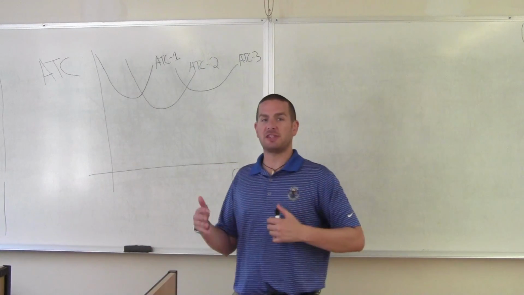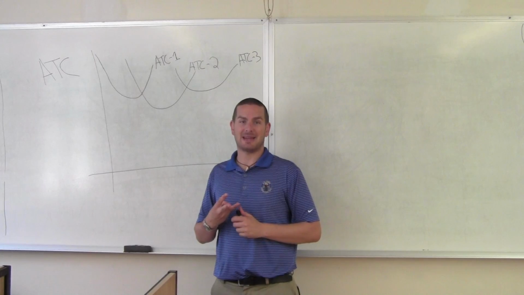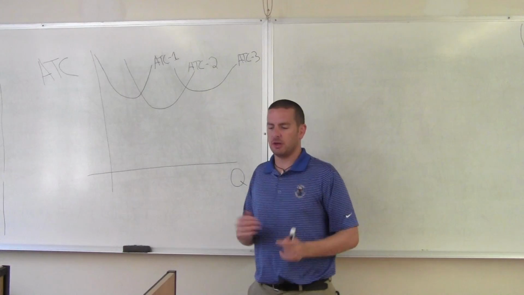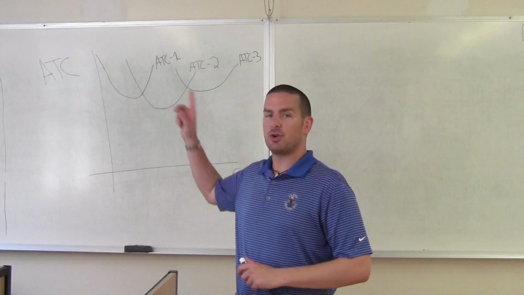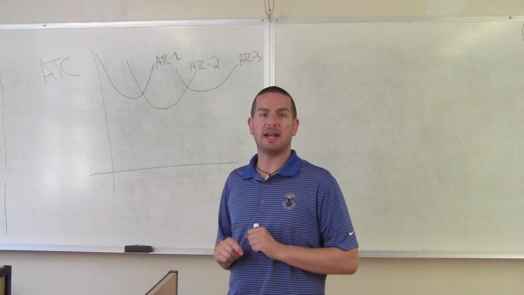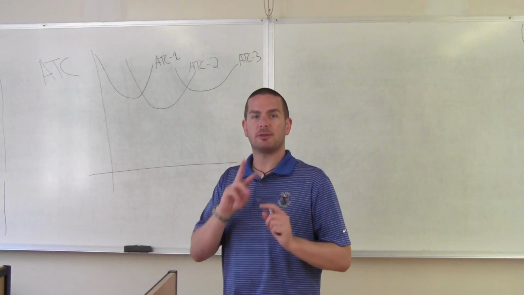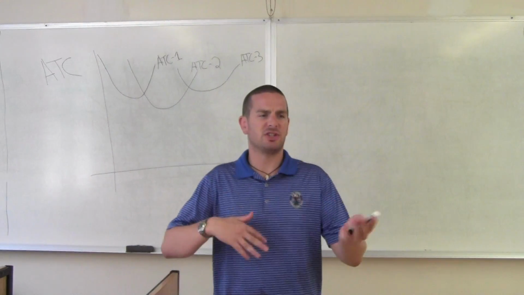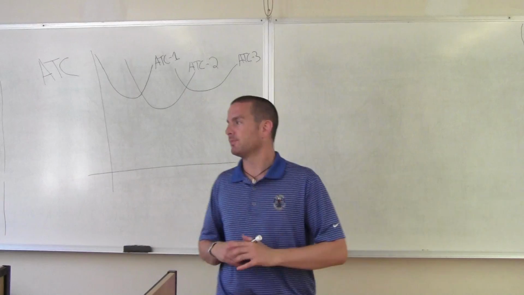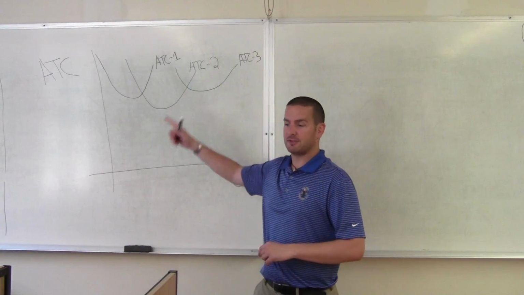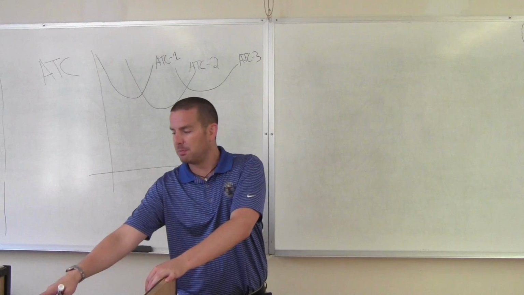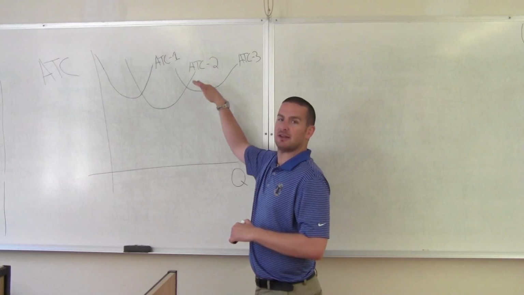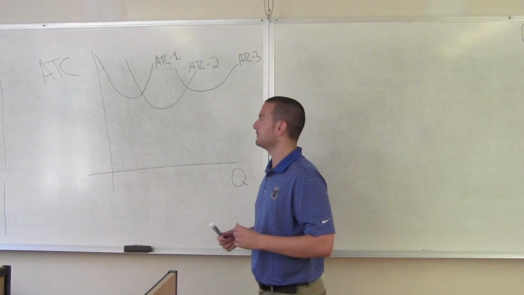We can draw one for, say, 3 different plant sizes. For the sake of assumption, average total cost 1 will be 1 plant, average total cost 2 will be 2 plants, and average total cost 3 will be 3 plants, just in terms of the changing capital. Here I've drawn 3 average total cost curves. In your book, they have 5. It's still the same thing, I've just taken out a few curves.